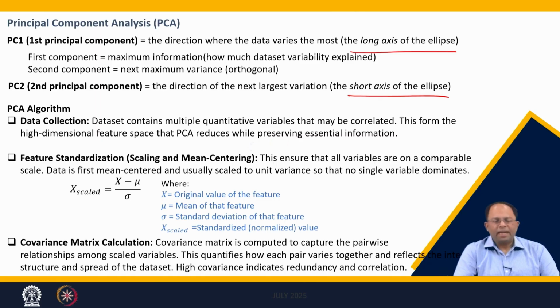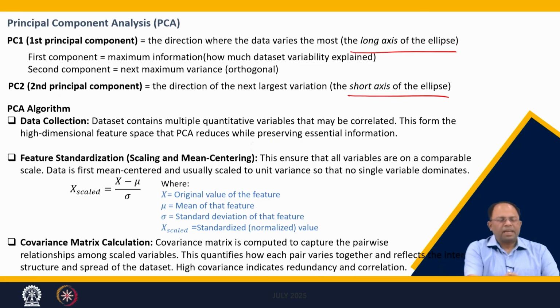And this forms the high dimensional feature space that PCA reduces while preserving essential information. So the first job is to standardize. That means we are scaling and mean centering, right? This ensures that if we have variables or features of different types, all these variables are on a comparable scale, that's why we are doing this. So data is first mean centered and usually scaled to unit variance so that no single variable dominates, right?